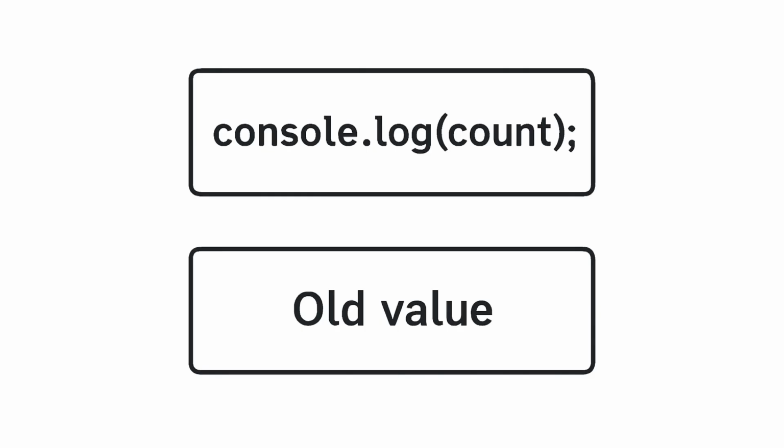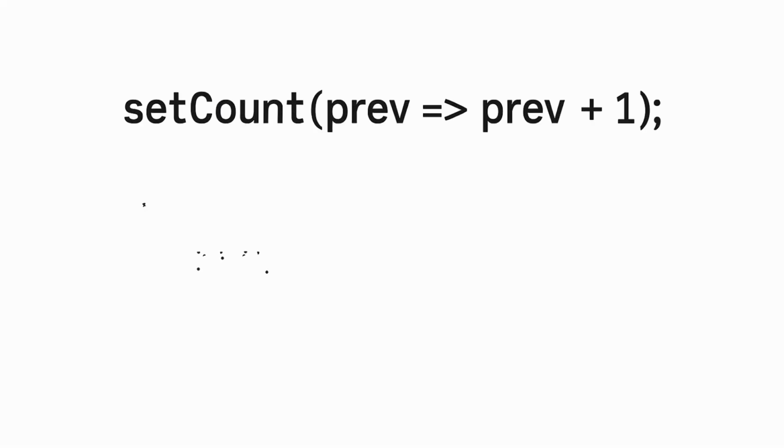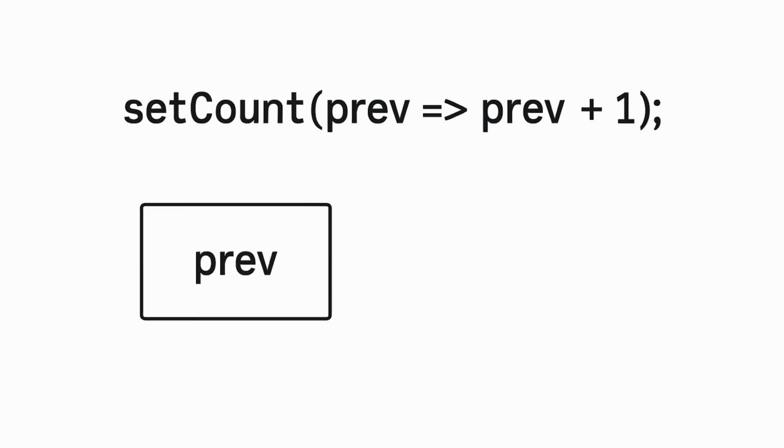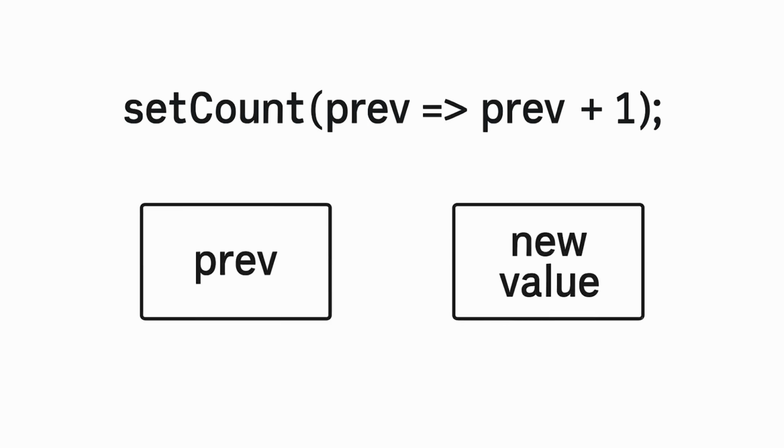If you need the latest value based on the previous one, use the functional form. setCount(prev => prev + 1). React gives you the previous value and you return the new one. This is safer when you're doing multiple updates.